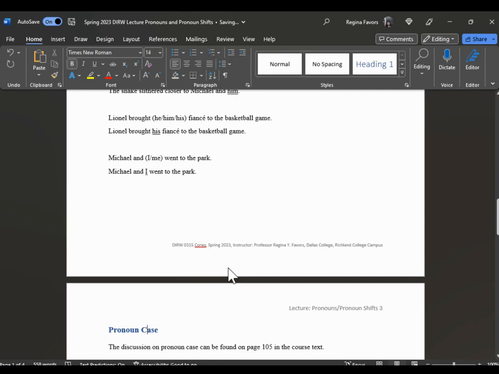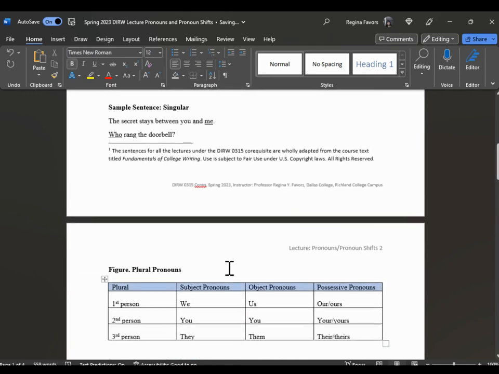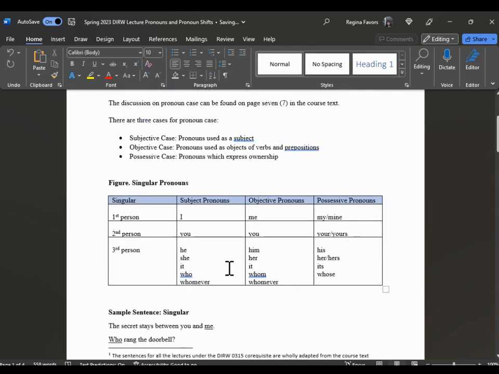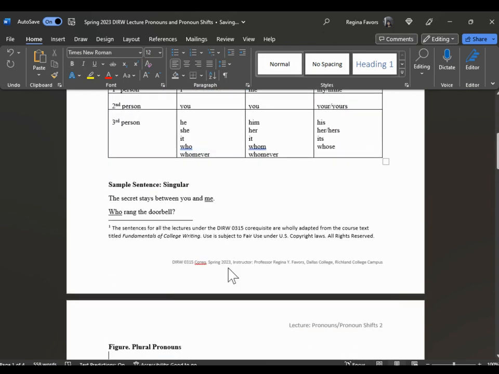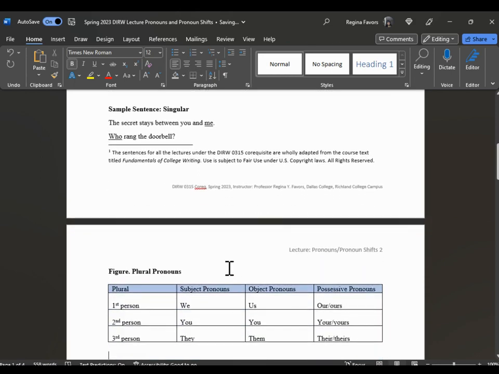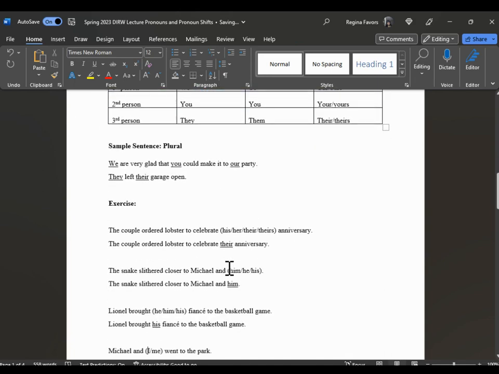Okay, and so these are your sentences to help you understand the difference between subject, object, and possessive. Just remember that the subject pronoun is always in the subject position of a sentence, right? The objective pronoun is always the person receiving the object. I threw the ball to him, right? And him is the objective. And then, of course, a possessive pronoun is whether you possess something or not.